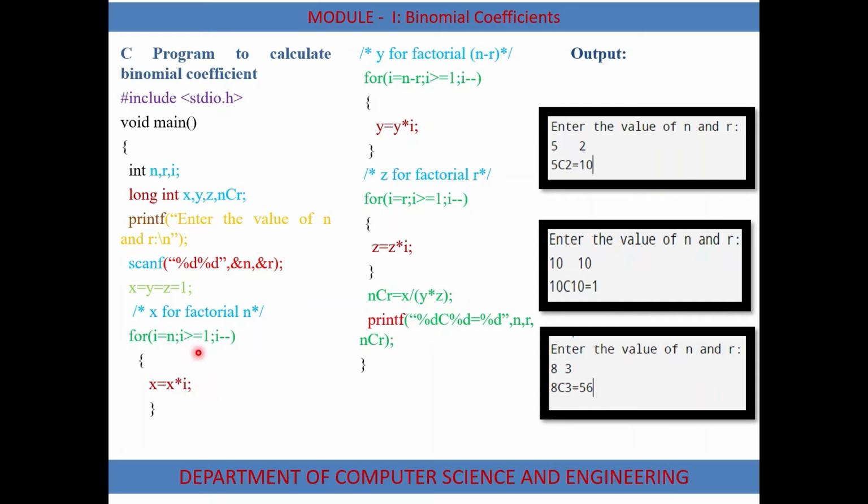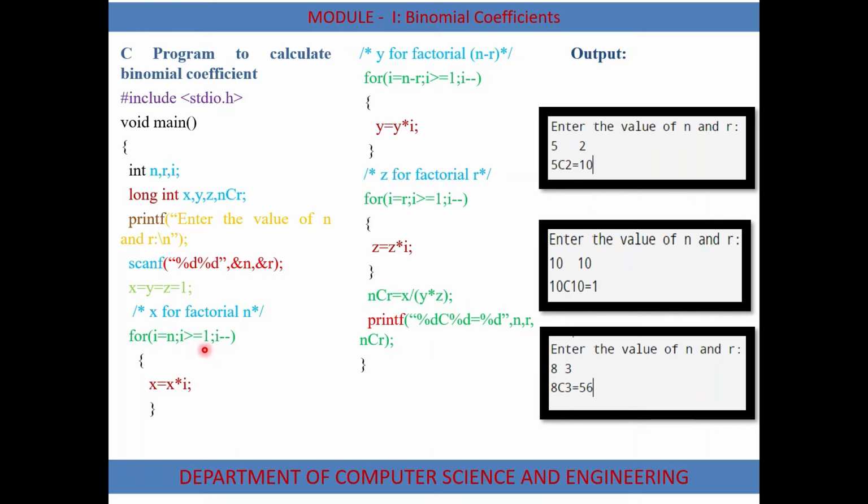Again check the condition. Is 3 greater than or equal to 1? Yes. Perform this operation. x is equal to x into I. That is, the value of x is 20. 20 into 3. That is x is equal to 60. Now decrement the value of I by 1. That is I is equal to 3 minus 1 equal to 2.